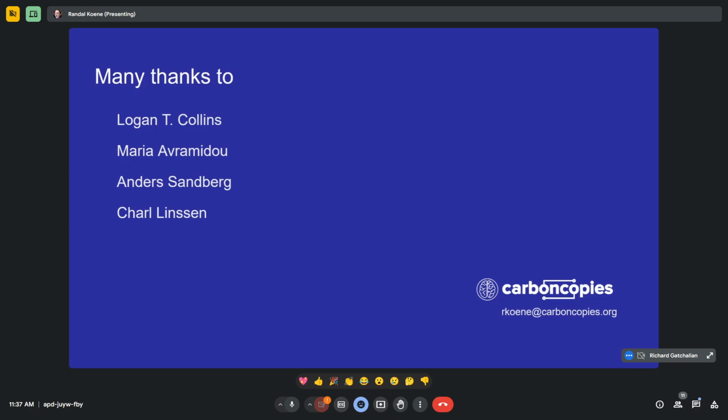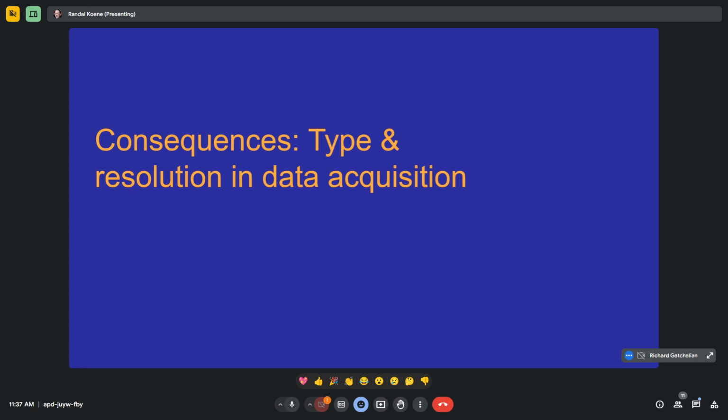Okay, so that is that part. And now we're into discussion. And the first part here is called Consequences, Type, and Resolution in Data Acquisition. And I wonder what you think our understanding of success criteria can tell us so far about the sort of data acquisition that needs to be done for whole brain emulation.